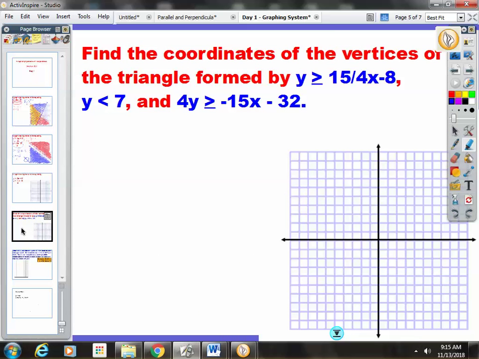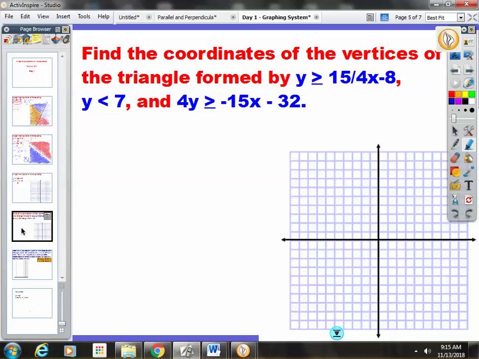Different type of problem. So this one is the left-hand column. It's the bottom one on the left-hand side on your notes page. The directions are a little different than the previous problems. It says to find the coordinates of the vertices of the triangle that's formed by these three inequalities.